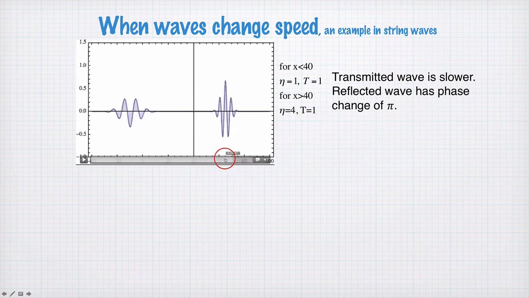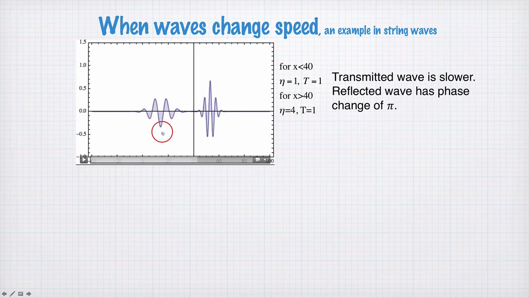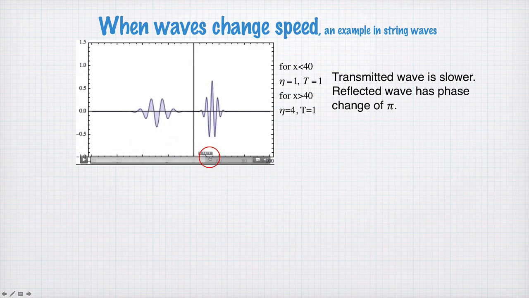Now, something you may want to notice here is that if we look at where this big peak is, as we hit the wall and look at the reflection, this big peak is now pointing down. So the reflected wave has a phase change of pi. It's 180 degrees. Phase change is upside down, in other words. But the wave that's transmitted has no phase change.